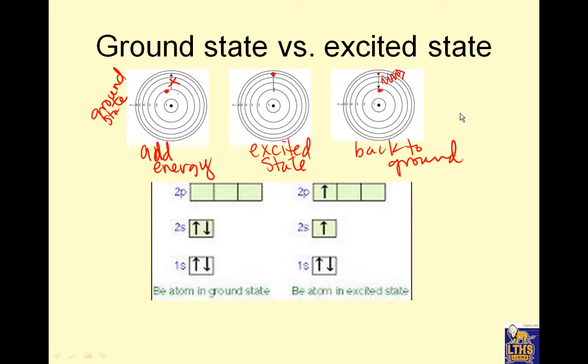That's why flame tests work. That's why atomic spectra work. And that light energy you see is the effect of the electron jumping back down to the ground state.